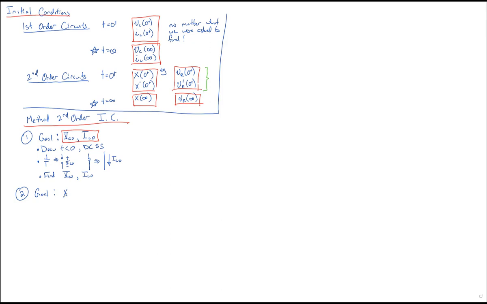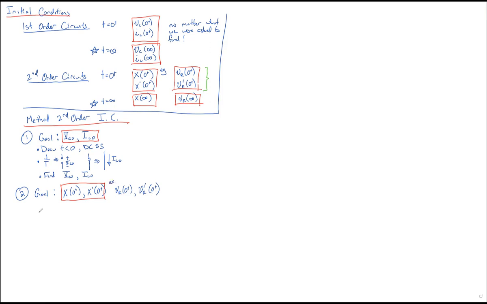And you know that that's going to be whatever you're asked to find. V of R, I of R, anything. Your goal is to find X at 0 plus and the derivative of X at 0 plus. And just to make it concrete, let's say we want to find V sub R at 0 plus and therefore V sub R prime also at 0 plus as an example.